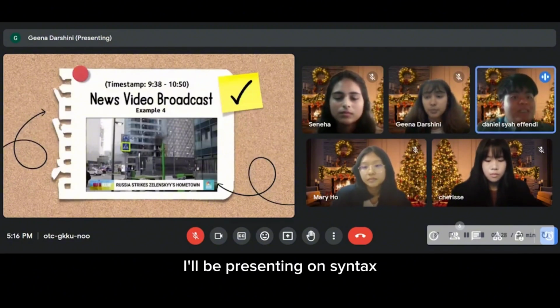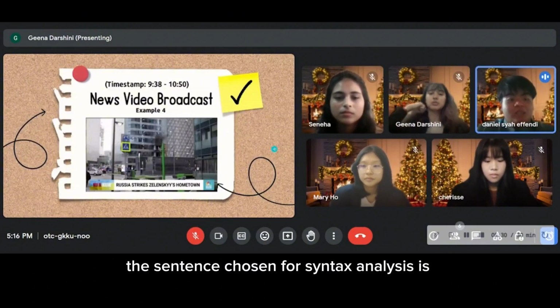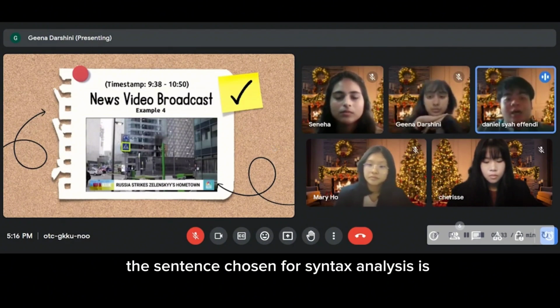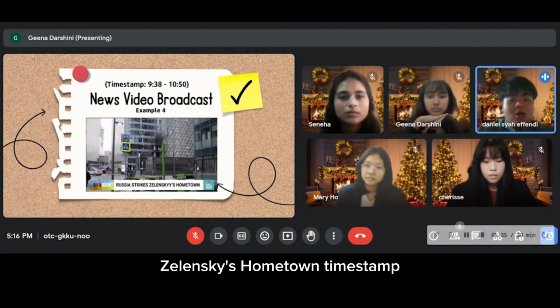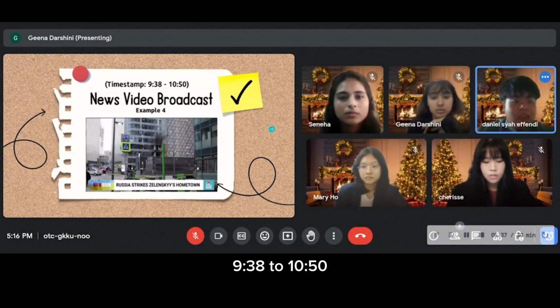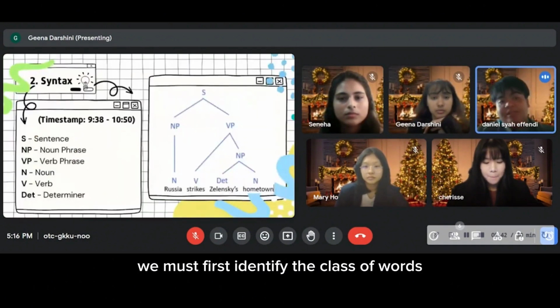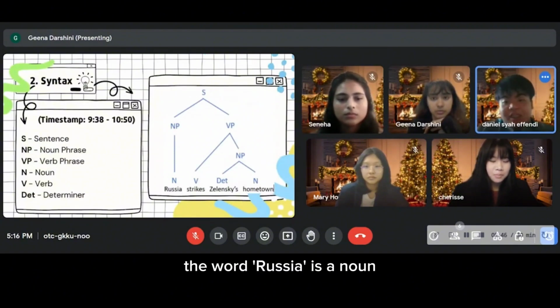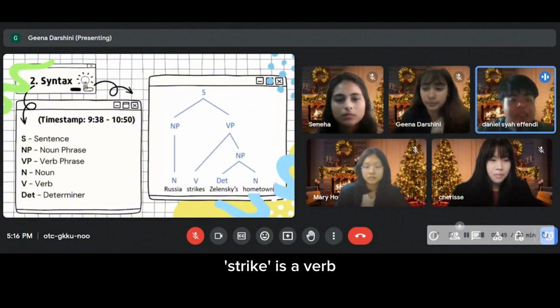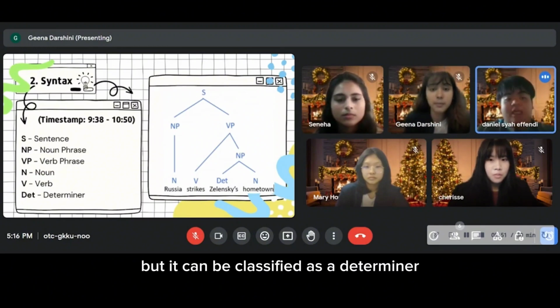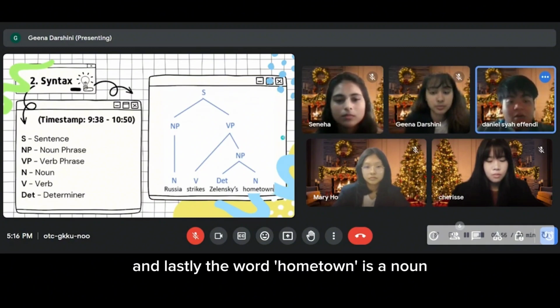I'll be presenting on syntax. The sentence chosen for syntax analysis is "Russia strikes Zelensky's hometown," timestamp 9:38 to 10:50. To build the syntax tree, we must first identify the class of words. The word Russia is a noun, strikes is a verb, Zelensky's is a possessive pronoun, but it can be classified as a determiner. And lastly, the word hometown is a noun.